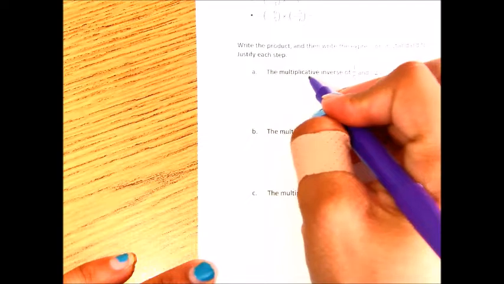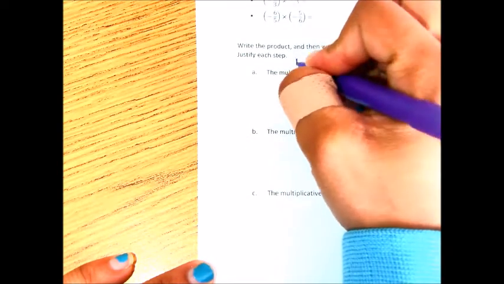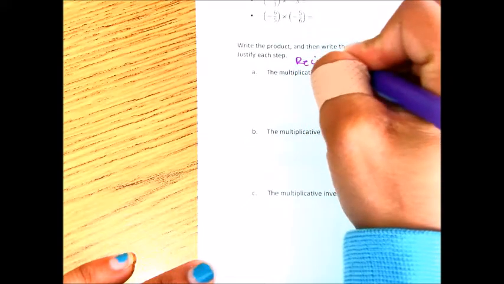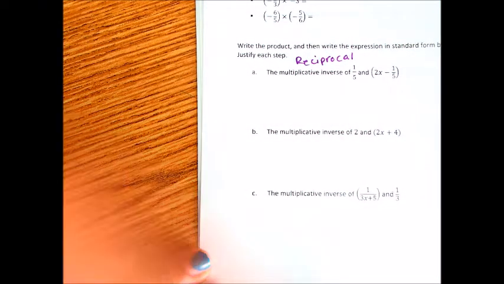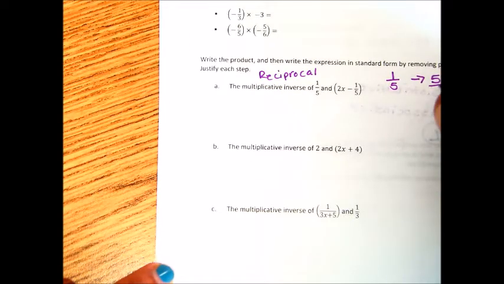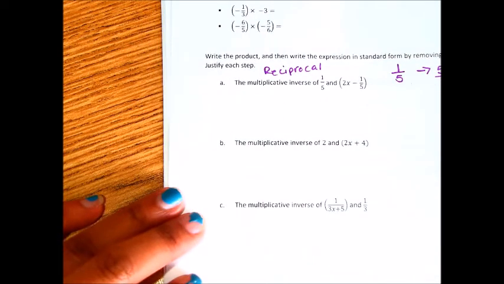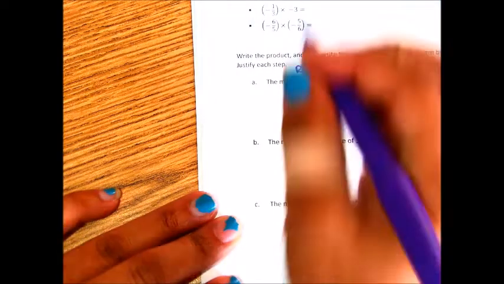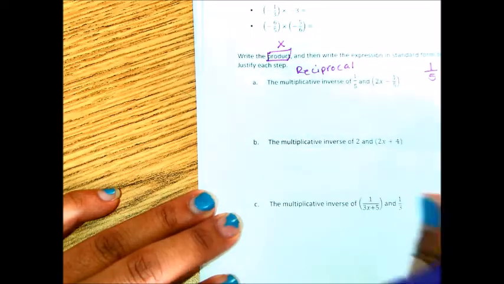Remember when I do the multiplicative inverse of 1 over 5, that means I want to take the reciprocal of that number. What does the reciprocal of 1 over 5 look like? Yeah, the reciprocal of 1 over 5 is going to be 5 over 1. I'm actually going to take that fraction and I just flip it. My numerator becomes my denominator and my denominator becomes my numerator. So now I want to write the product. Product means I'm multiplying these two terms by each other.